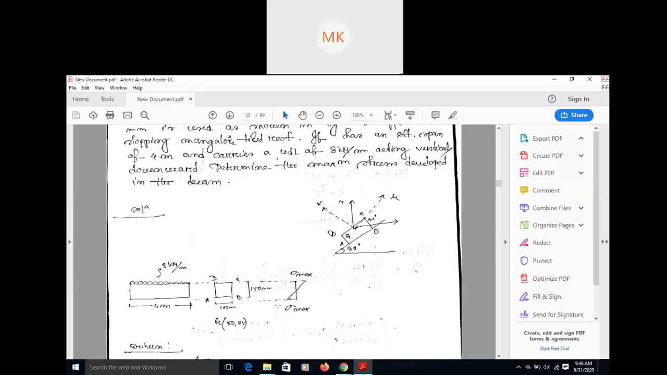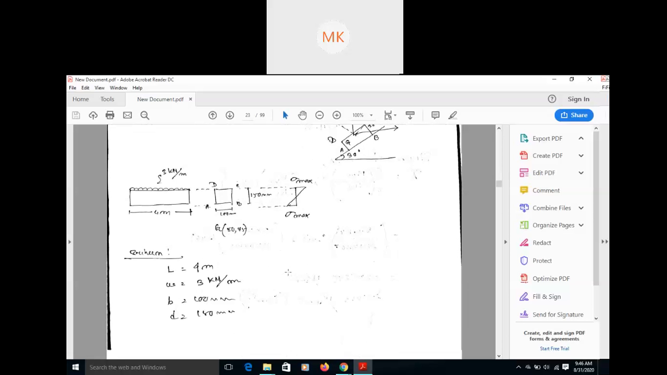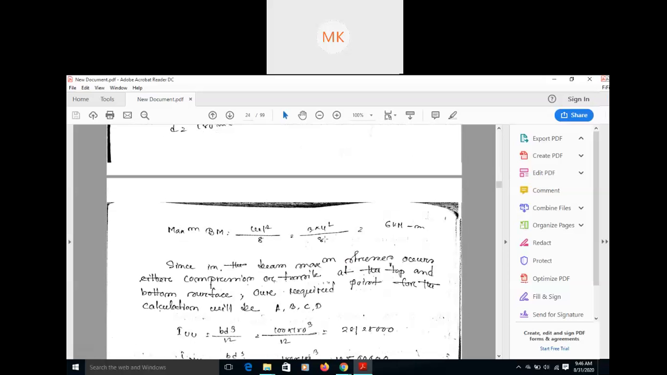So what we need to do, we need to determine the maximum stress developed at this section. All of you see this, how we need to solve this. All these things are given. How to find maximum bending moment, I think all of you know, for a UDL it is simply WL square by 8. So just put the values, W given, L given. After putting this, we are getting the value as 6 kilonewton meter bending moment.